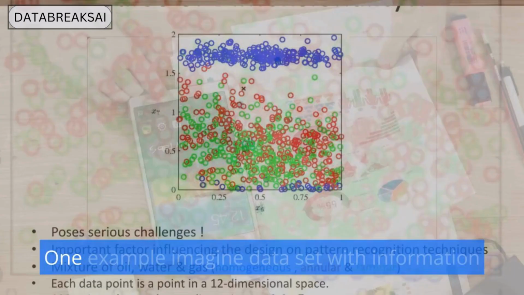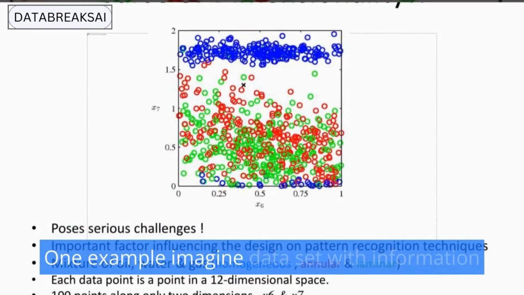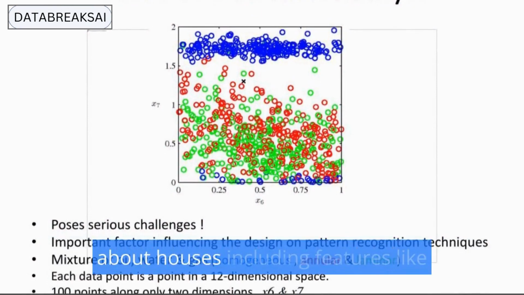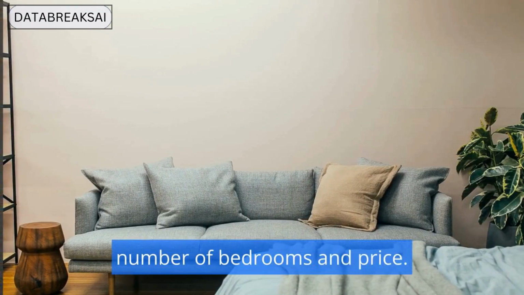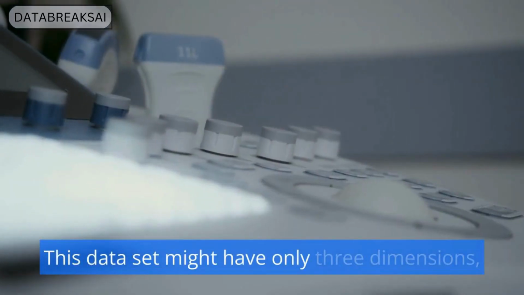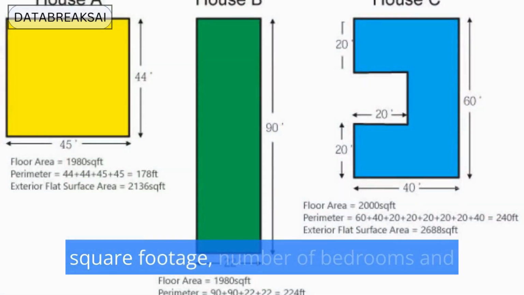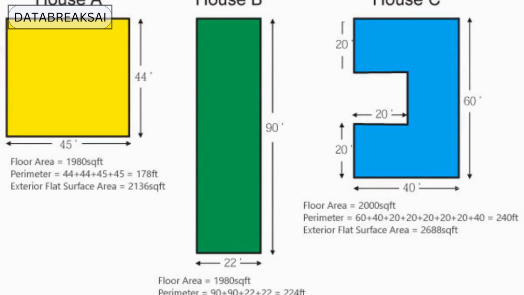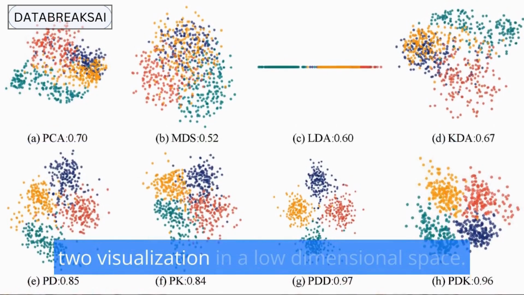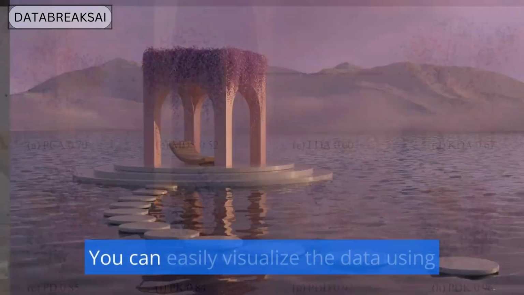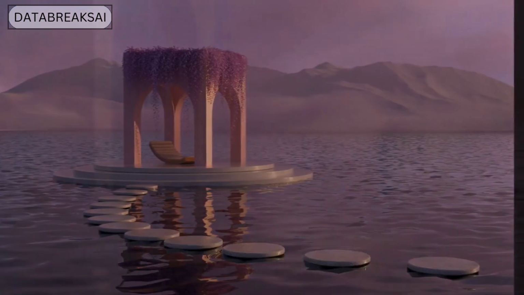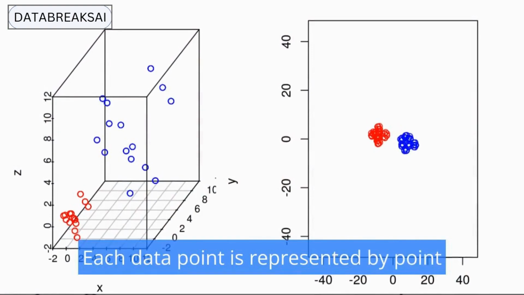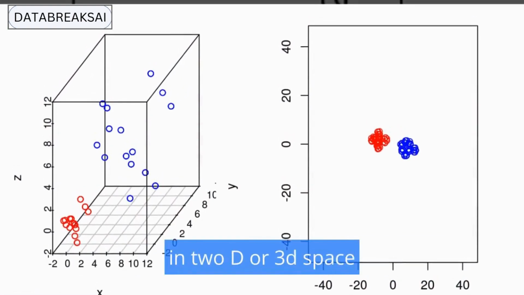Low dimensional data. 1. Example. Imagine a dataset with information about houses, including features like square footage, number of bedrooms, and price. This dataset might have only 3 dimensions: square footage, number of bedrooms, and price. 2. Visualization. In a low-dimensional space, you can easily visualize the data using scatterplots or 3D plots. Each data point is represented by a point in a 2D or 3D space.